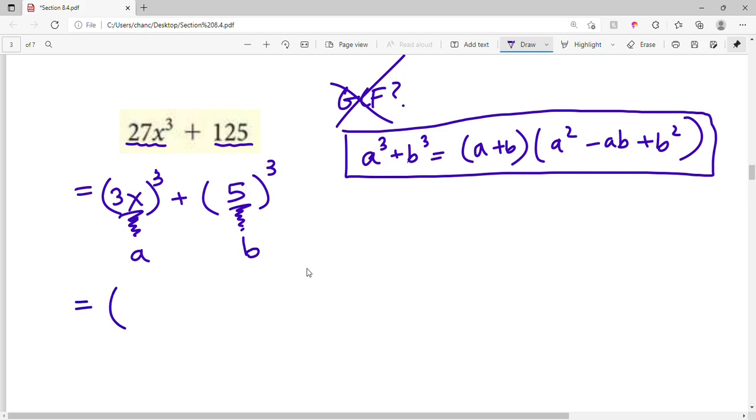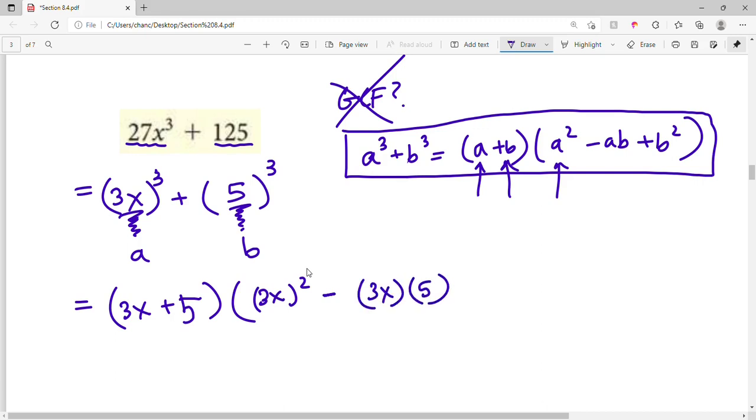So let's rewrite our factored form now. We have to say a, which is 3x, plus b, which is 5. And then we'll put another parentheses. And a squared would be 3x squared minus 3x times 5. That's a times b for you, 3x times 5. And then for the last part, we need to do b squared, which is plus b, which is 5 squared, and then we can simplify.